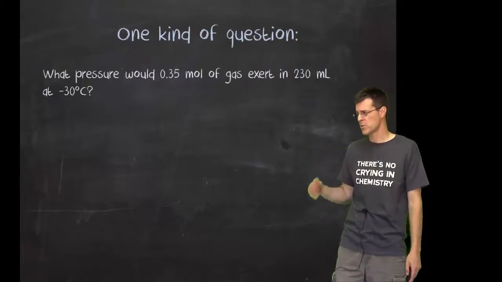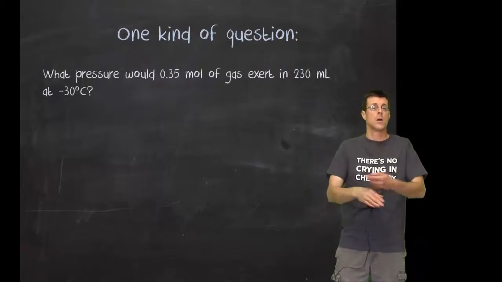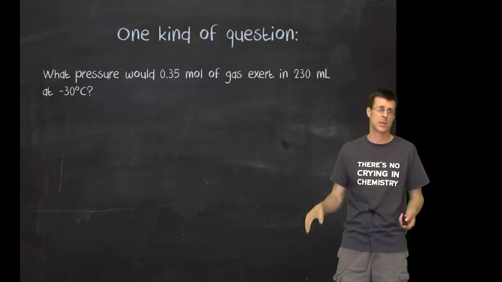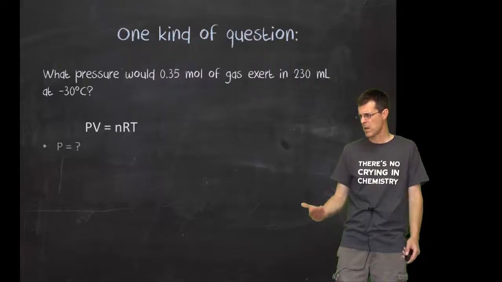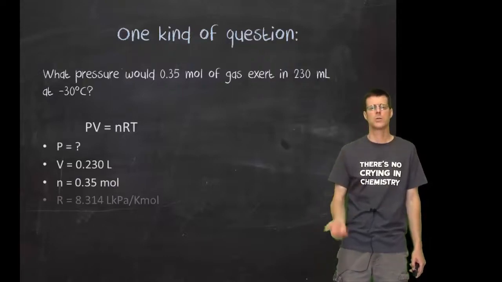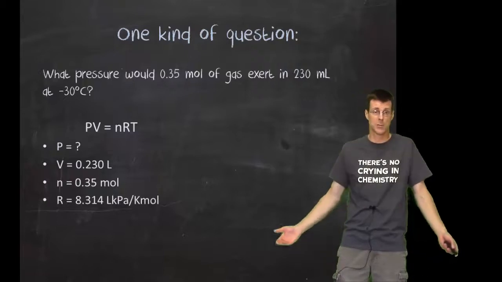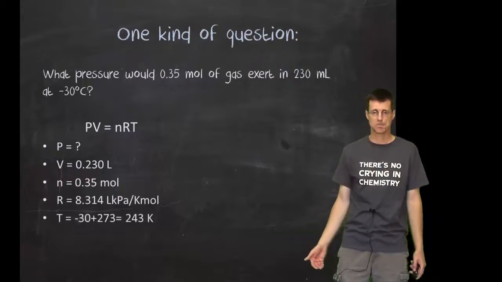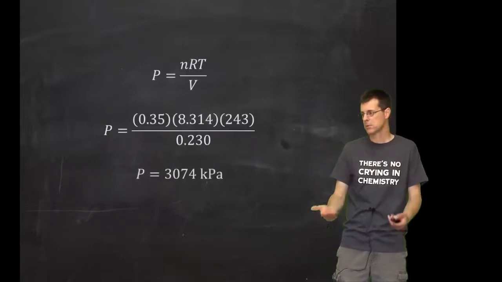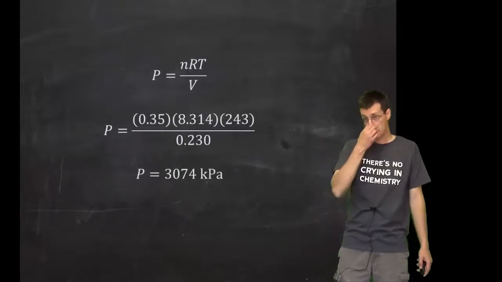So you know something. Now I have a number of moles, and I have a volume, and I've got a temperature. Everything we talked about holds true. Temperatures have to be changed. The volume has to be in liters. So make those changes. I'm going to be solving for pressure, knowing the volume, knowing the number of moles, knowing the R, of course, and knowing the temperature. Plop it in, solve it, end up with that.